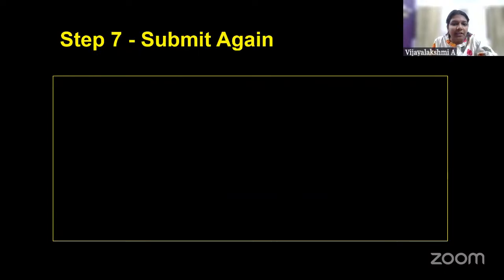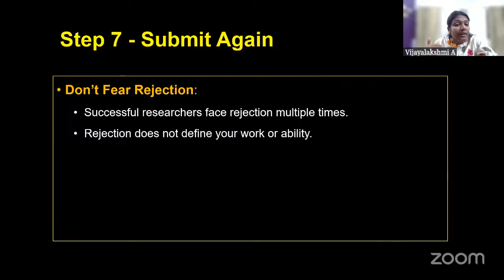Now submit again. So you have revised your manuscript, you have addressed all the reviewer comments, and you have chosen the appropriate journal. You are going to submit again. Even now, you are not guaranteed that your paper will be accepted. So you should have plan A and plan B. If my paper is going to get accepted, then what will be my next proposal? Plan B would be, if my paper is going to get rejected, what will be my next journal? So this should be your approach.